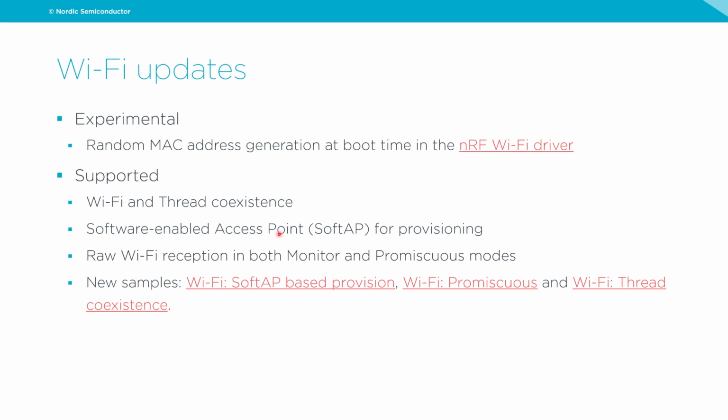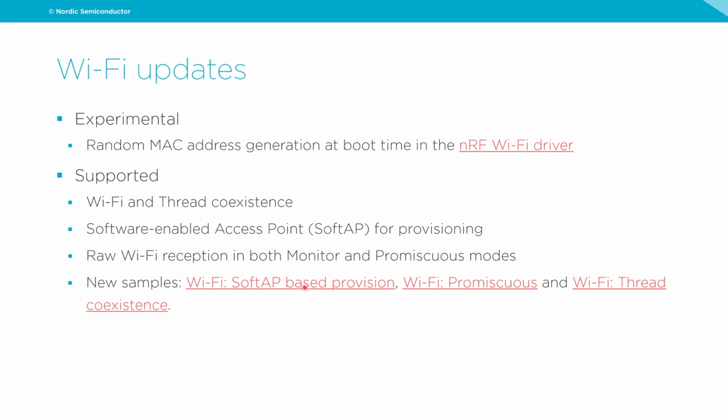So now you can use Wi-Fi. You'll use it obviously as a station device, which is the most common use case in IoT, but you can also enable SoftAP for the provisioning piece. Also supported is raw Wi-Fi reception in both monitor and promiscuous modes, and some new samples.